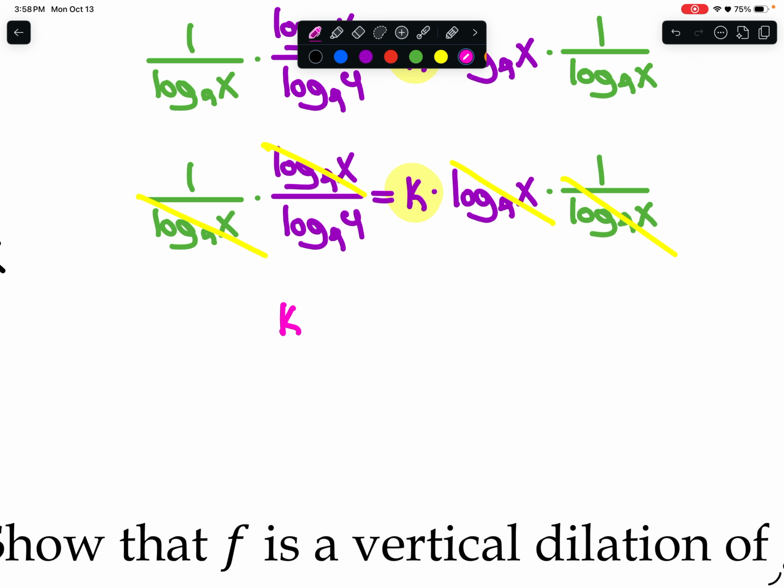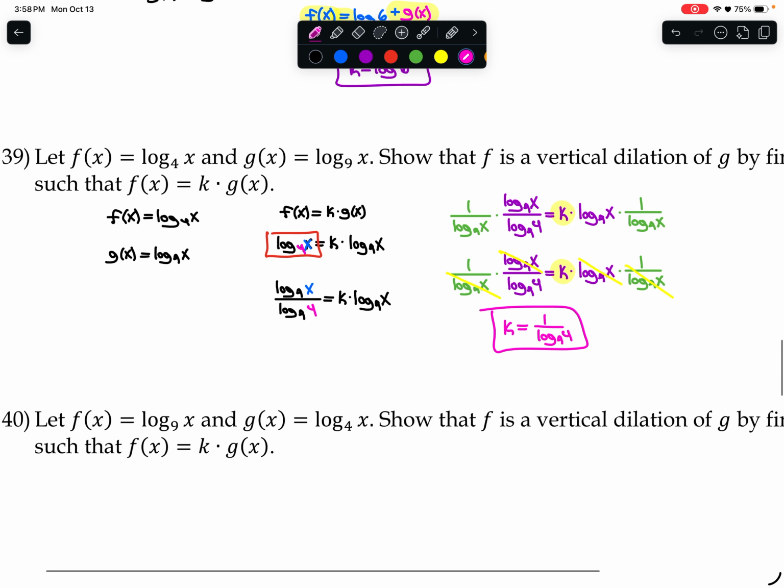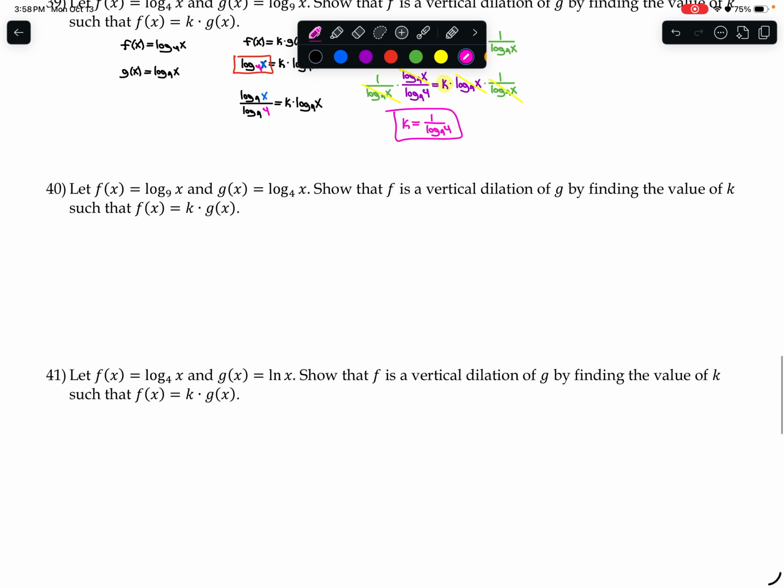So k is equal to 1 over log base 9 of 4. That would be your k value. That would be your vertical dilation value. So with that, I would implore you to do 40 and 41 on your own.